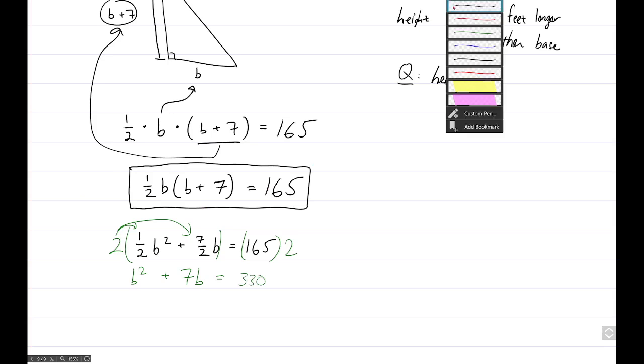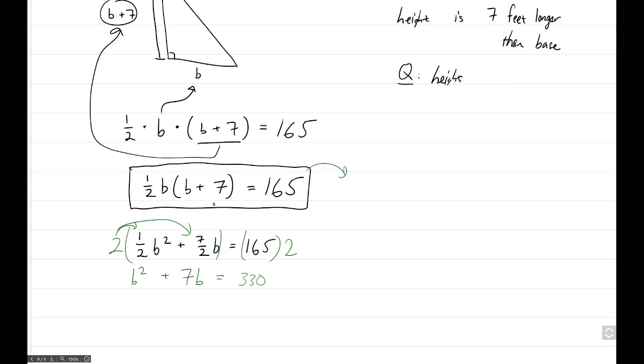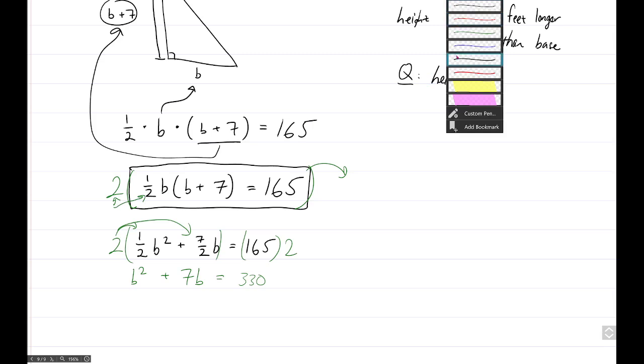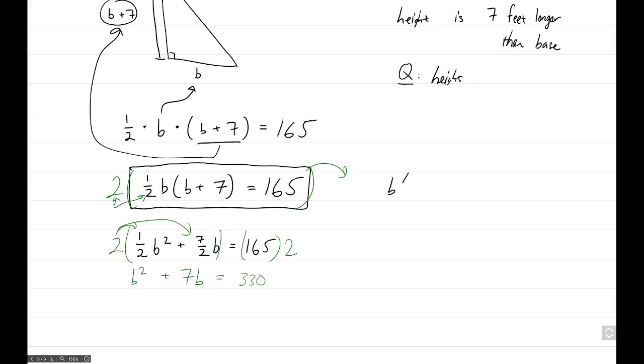Other people will take the following option. It's just another option to come back here and multiply both sides by 2 right away. Then this 2 will cancel with that 2 right there, and you'll be left with b times b plus 7 is equal to, and then we have to multiply by 2 on this side too, so 2 times 165, which will be 330.